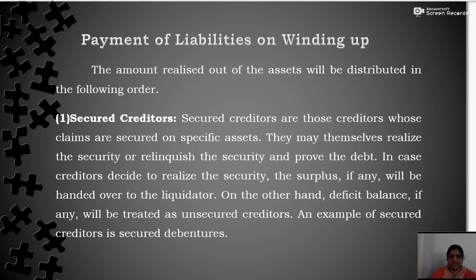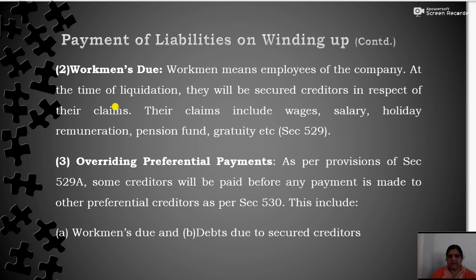Now, the second is workmen's due. Workmen means employees of the company. At the time of liquidation, they will be secured creditors in respect of their claims. And their claims usually include wages, salary, holiday remuneration, pension fund, gratuity, etc. as per section 529.